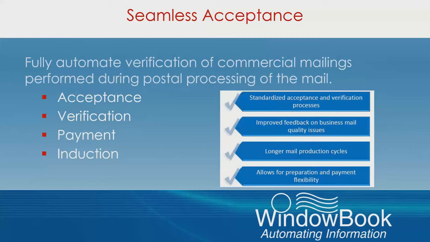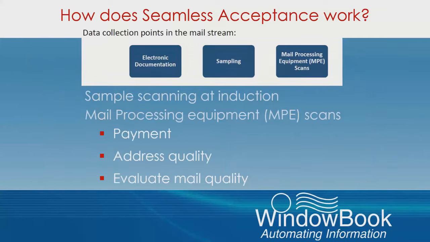So we hear the term Seamless Acceptance a lot, but what exactly is it? Well, it's designed by the Postal Service to help streamline and automate the acceptance, verification, payment, and induction of business mailings. And the processes are performed primarily during postal processing of the mail. Essentially, it helps break down some of the barriers that you face for faster mail processing and induction without delays.